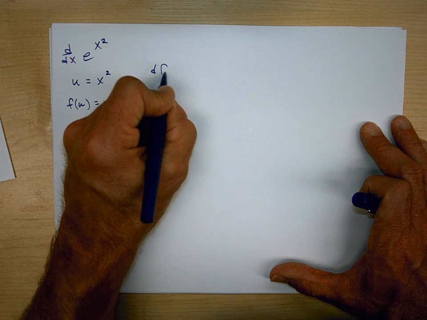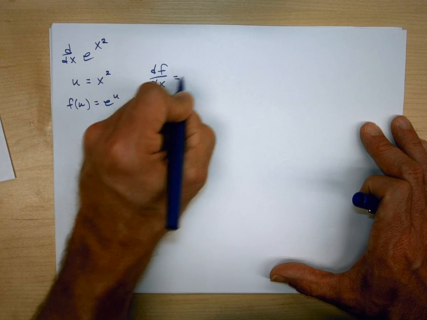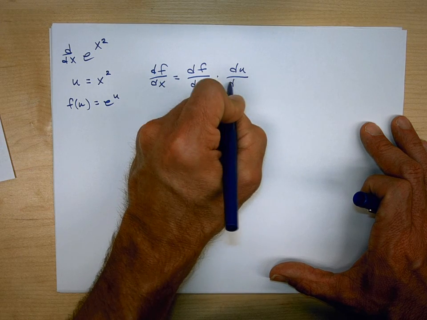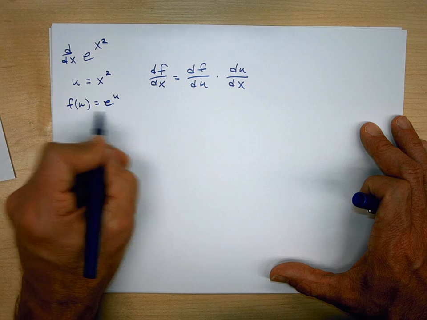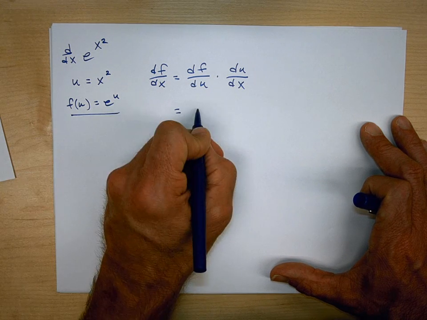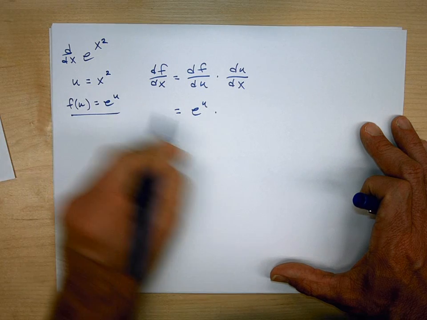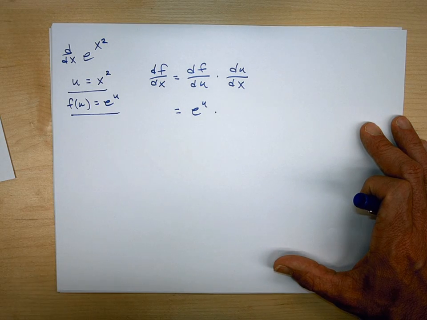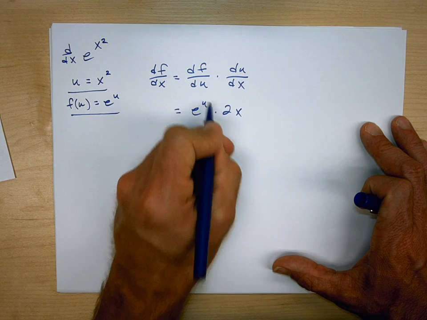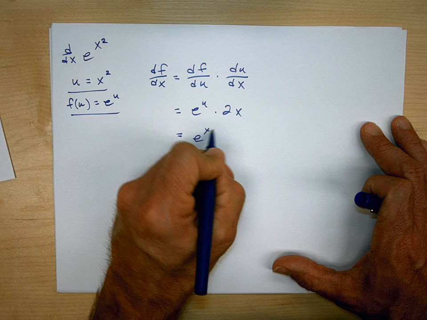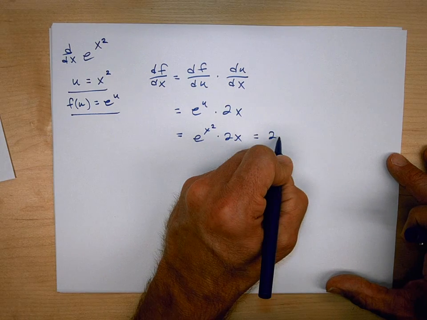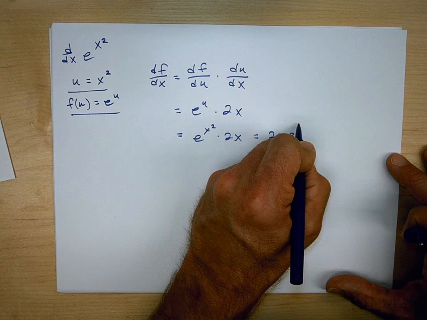So then df dx is df du times du dx. Well, the derivative of e to the u with respect to u is just e to the u, times du dx. We've already done this one with the other example, that's just 2x. Then finally we want everything to go back to x. We know that u equals x squared, so this is e to the x squared times 2x. Or, if you want to put the 2x first, 2x e to the x squared.